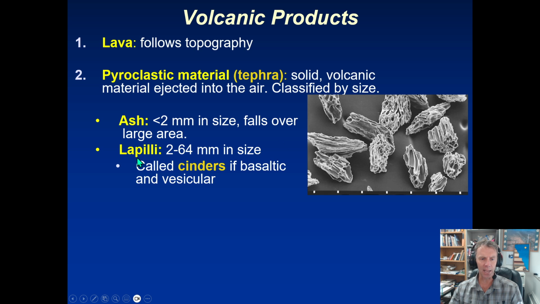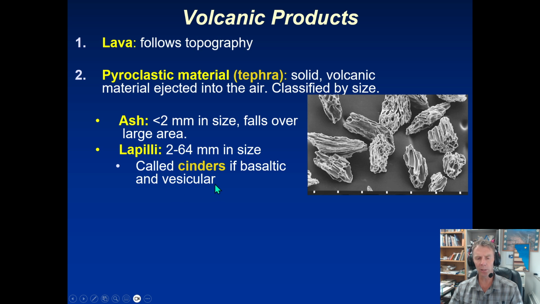As we move up in size to a little bit bigger, let's say BB size to maybe, I don't know, golf ball size or so, this would be something we call lapilli. It's an Italian word. And so this would be a little bit bigger. Obviously, if it's a little bit bigger, it's going to be closer to the vent. It's harder to get these larger size particles further away from the vent. It takes more explosive energy. And we sometimes call lapilli that is made out of basalt and has little holes in it.